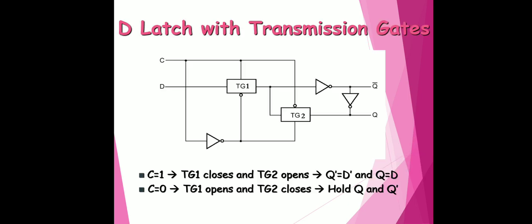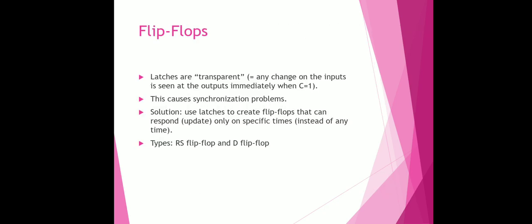And the D latch in the case of transmission gates uses two additional gates in front of the basic NAND gates, and the input lines are usually clock and data. The main point is that the clock signal is connected to both of the front NAND gates. When C is equal to 1, TG1 closes and TG2 opens, that is Q dash is equal to D dash and Q is equal to D. When C is equal to 0, TG1 opens and TG2 closes, it goes to hold, Q plus.